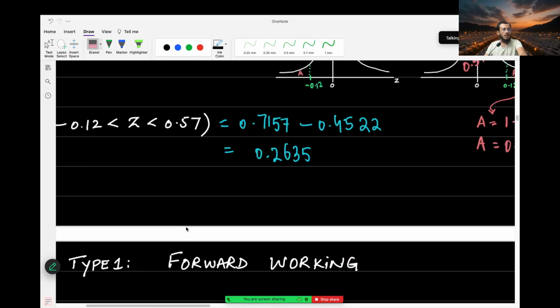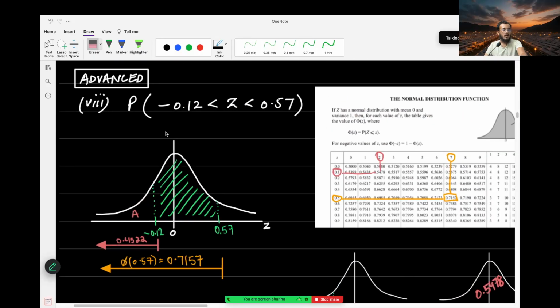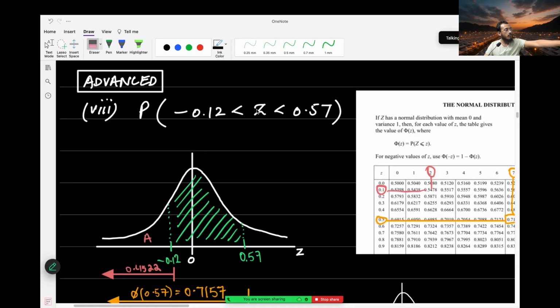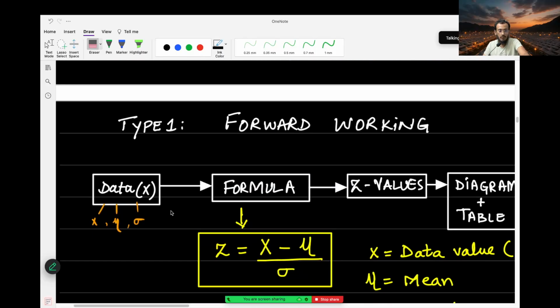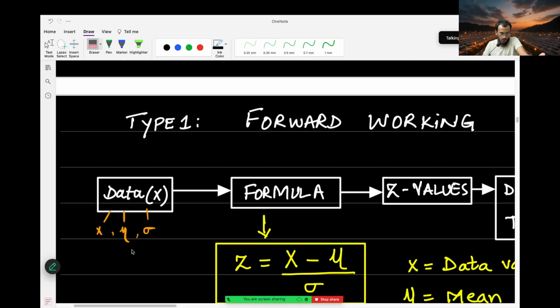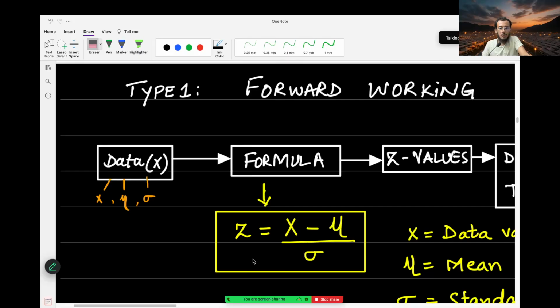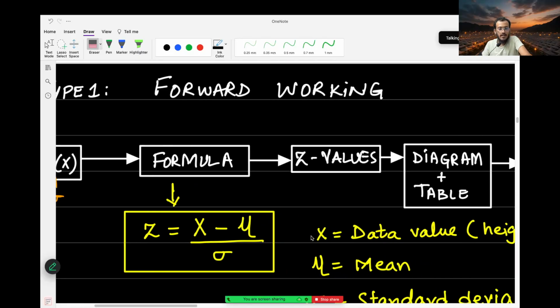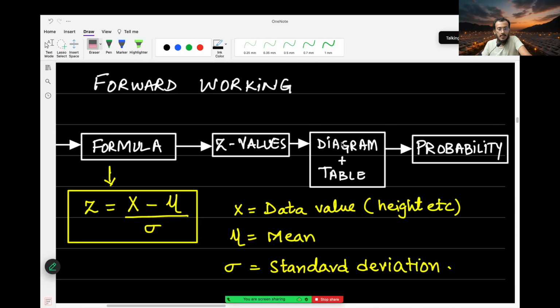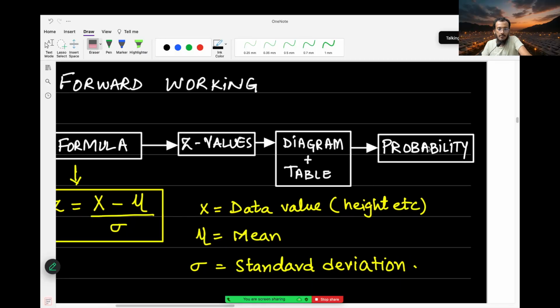Did you notice one thing? In all that we have solved here, they have given you the z value. But in the question they don't give you the z value. So you first need to calculate the z value from the given data, and then find the probability. Sometimes you also need to calculate the mean and standard deviation yourself, and sometimes they are just provided in the question. You use z equals x minus mu over standard deviation, use the z value, draw the diagram, and use the table to find the probability.